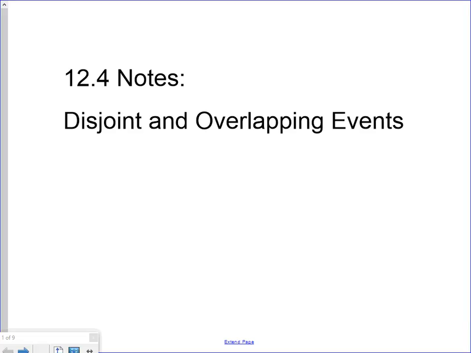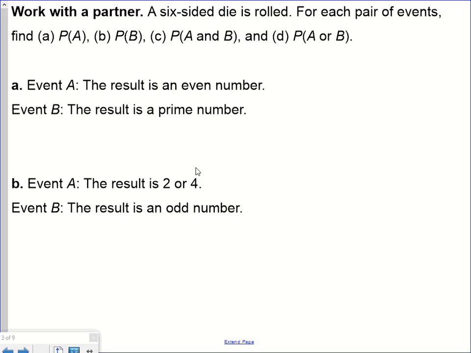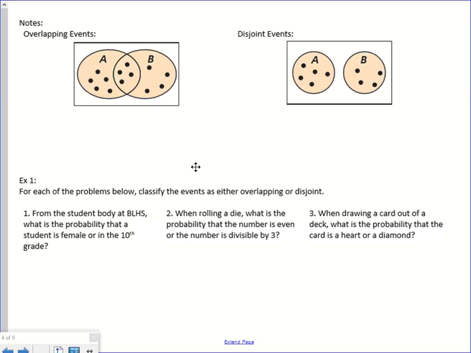Okay, we are actually going to start after the warm-up. You need a couple definitions, and then you're going to do the warm-up. So jump down to the bottom of the page, down to the notes section. We've got a picture of overlapping events, and we've got a picture of disjoint events. So overlapping events. Two events are overlapping when they have one or more outcome in common.